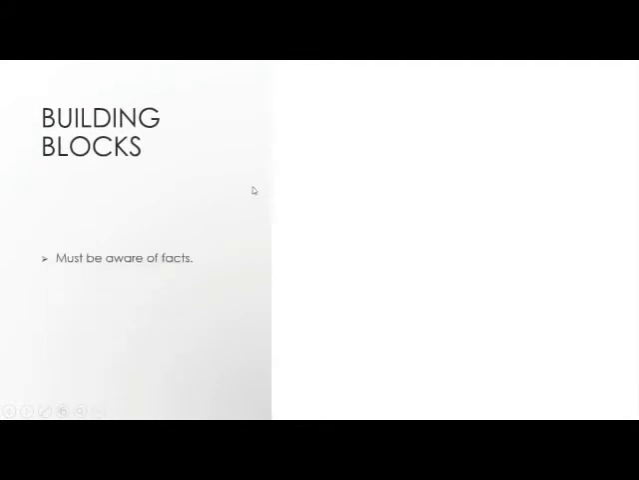So building blocks, you must be aware of facts when you're doing something like this. If you're doing an alternate reality, something like Jurassic Park specifically, you definitely need to do your research. So research the history, especially if you're going to have something that is in the story but is going to be altered. You should definitely know your facts before you change it up.